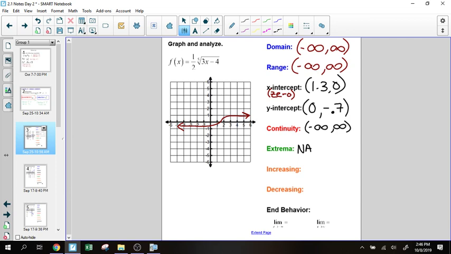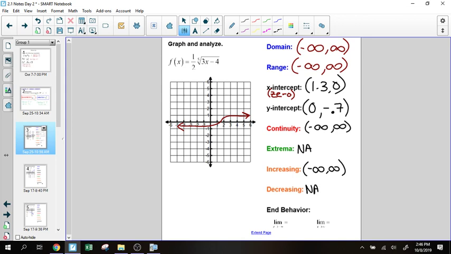Because I don't have any breaks, because I don't have any maxes or mins, we only have one interval to put under increasing or decreasing. It's doing the same thing the whole time. In this case, it is, as I go from left to right, going uphill. Slowly, but it's going uphill. So it would be increasing the entire time, never decreasing.